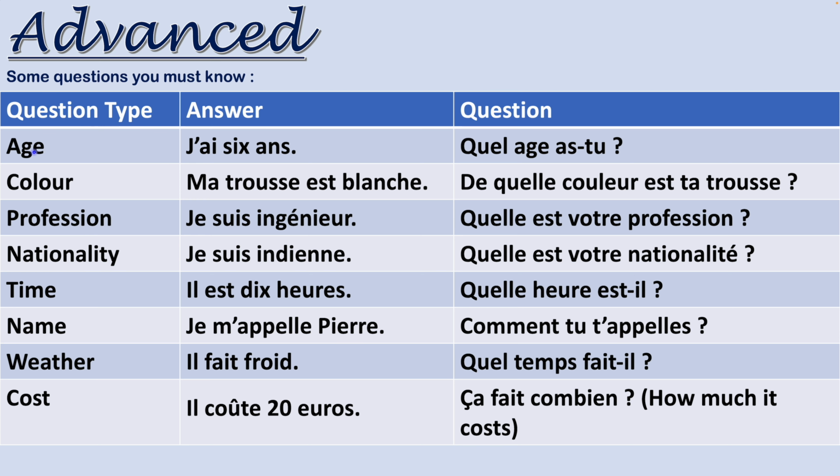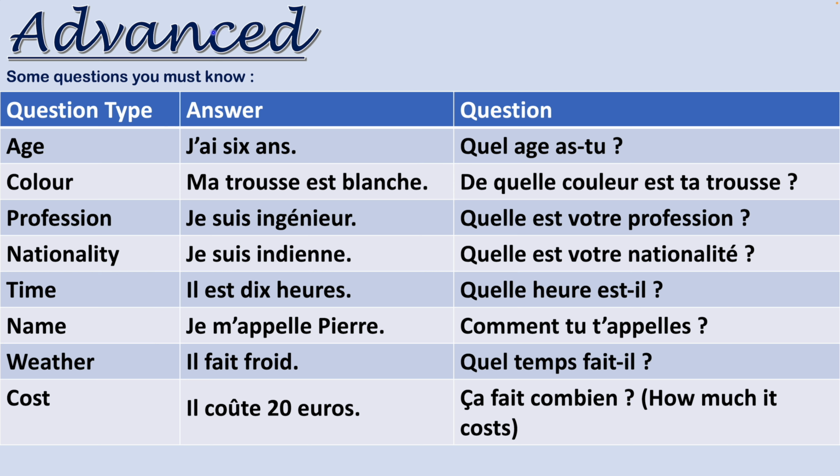The question type is age. The answer given is "J'ai 11 ans", meaning I'm 11 years old. The question formed is "Quel âge as-tu?" "Quel âge as-tu?" means what is your age? As you see, it was "je" with the verb "avoir", "ai". Yes.